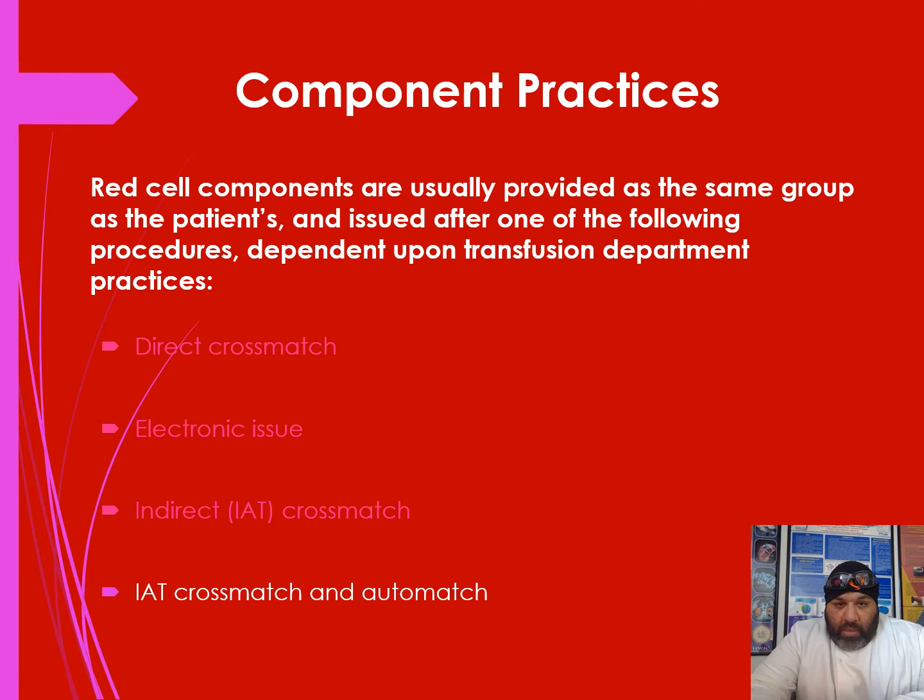And also an indirect cross match along with what's known as an auto match. An auto match isn't actually terminology that's used in transfusion laboratories as much now, but generally the IAT, or indirect cross match, along with auto match, also allows laboratory specialists to conduct particular investigations around and ruling out any particular antibodies.